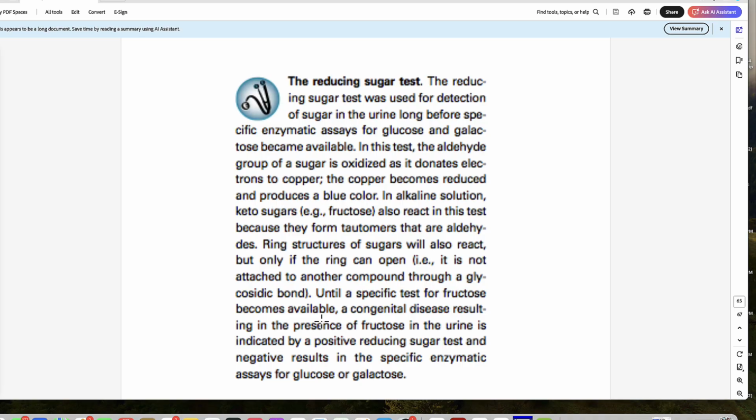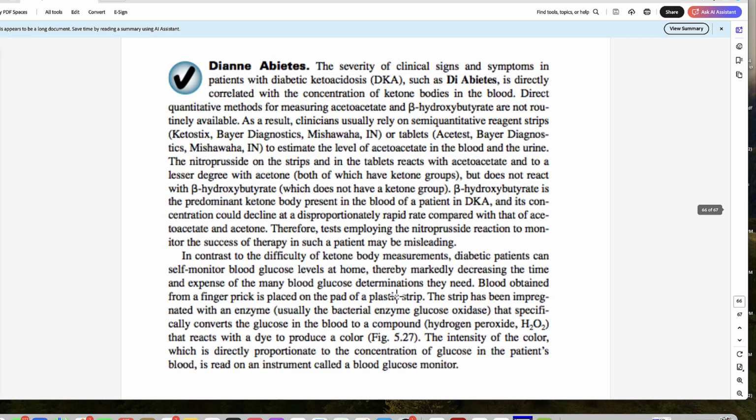Also, I want you to read through the reducing sugar test. For those that don't have the textbook, I've provided it for you. But I want you to read through this because it's also going to help you with understanding how various tests work. A lot of times, when you take various tests, you don't understand the biochemical reactions that are taking place to produce an outcome that is measured to make a diagnosis. So make sure you go through this one.